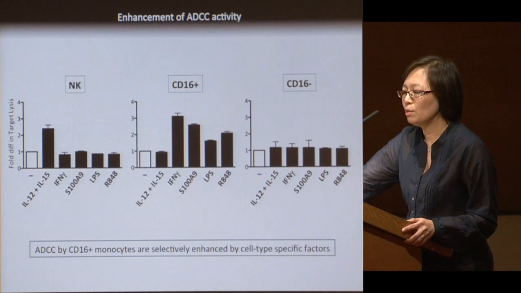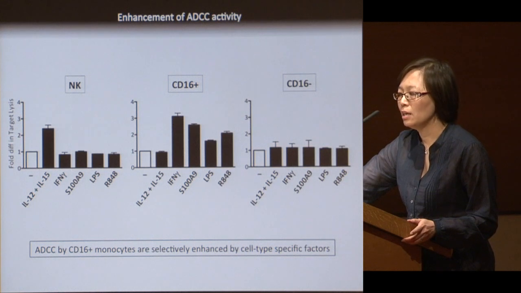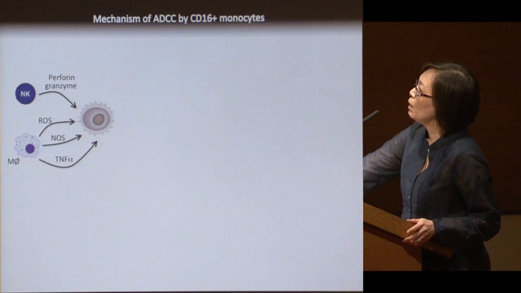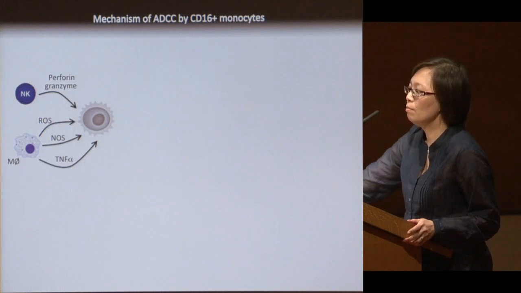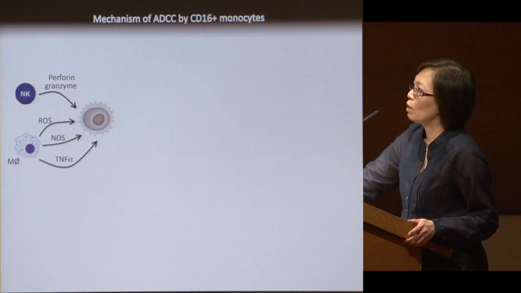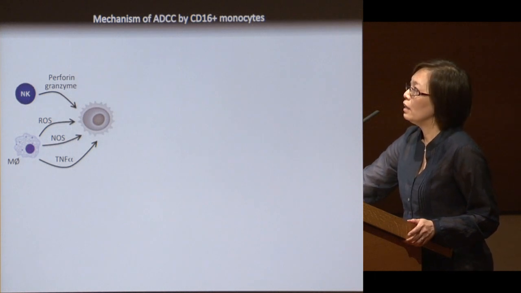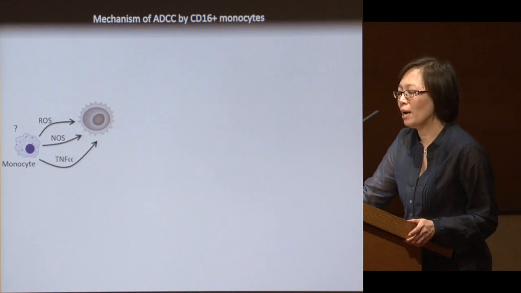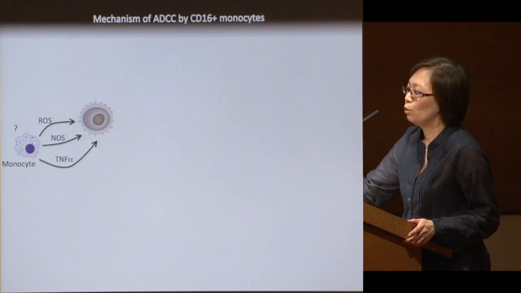So we know that the CD16 positive monocytes kill in a fashion similar to NK, and we know we can enhance them to be better killers, but what is the mechanism involved in their killing? To address that, let me first recap. NK cells can kill target cells through the release of perforin and granzyme. As for macrophages, it's also well described that they are able to kill tumor cells either through ROS, NOS, or TNF mediated events, either singly or in combinations. So for monocytes, since they are a myeloid cell line, we decided to address whether they kill the tumor cells through one of these three mechanisms.